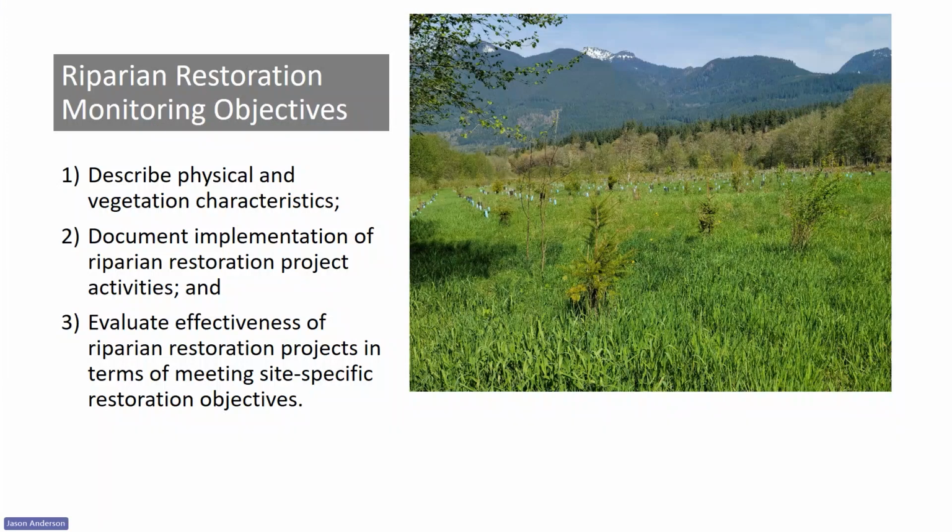Okay, so the objectives of our riparian restoration monitoring are threefold. We hope to describe physical and vegetation characteristics, to document implementation of riparian restoration project activities, and to evaluate effectiveness of riparian restoration projects in terms of meeting site-specific restoration objectives.